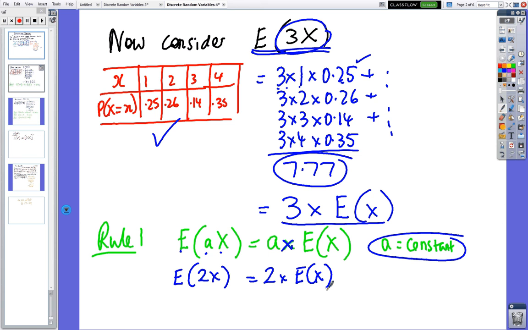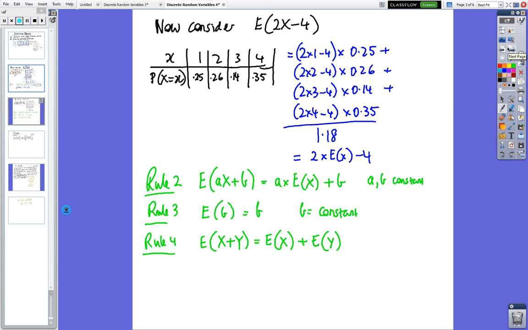Okay, copy that one. All the rules you need to copy down. Now we're going to have a look at another, the expected value of 2x minus 4. So I'm taking 2 times x and then subtracting 4 and then multiplying by the probability. Keep doing all those numbers and you end up with that value, and lo and behold, it's the same as 2 times E(x), and then you subtract 4 at the end. So the second rule is this one here. You've got two constants, a and b, so it's just a times E(x) and then add b. So a and b are constants.